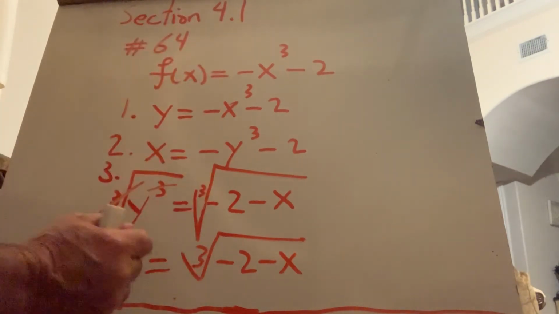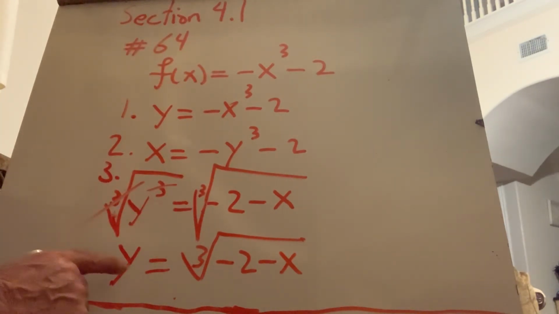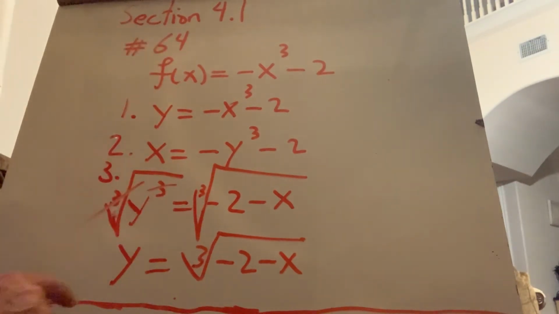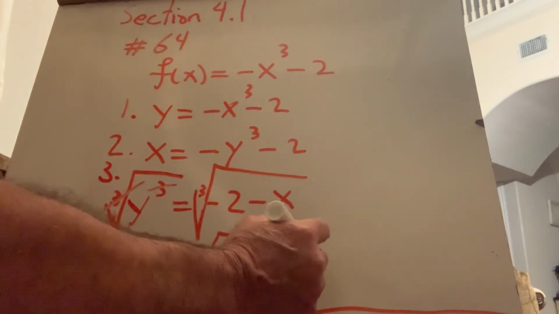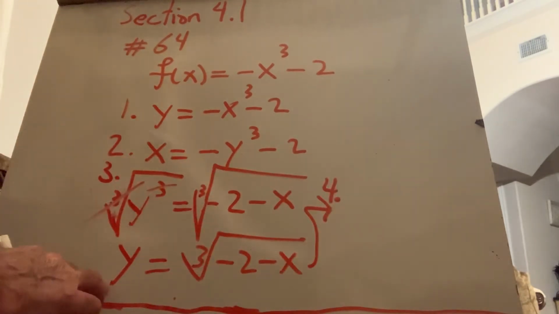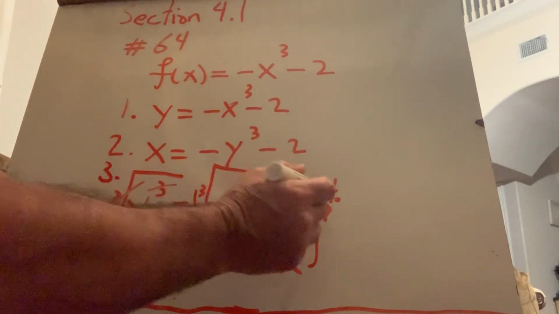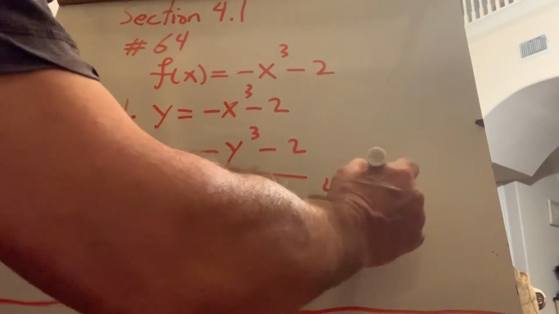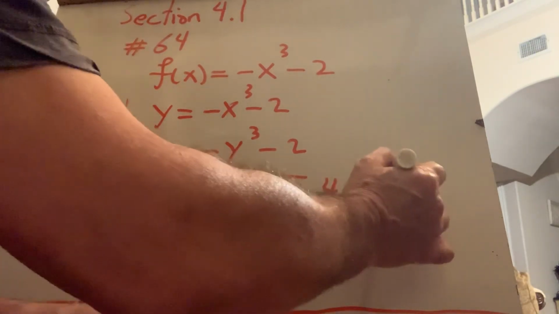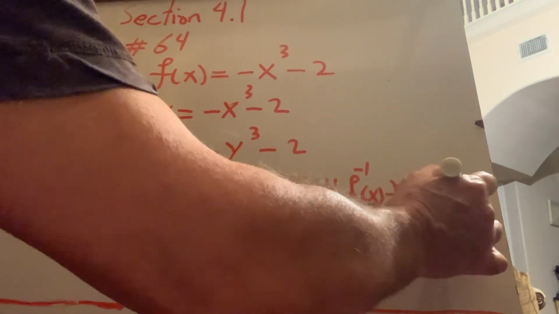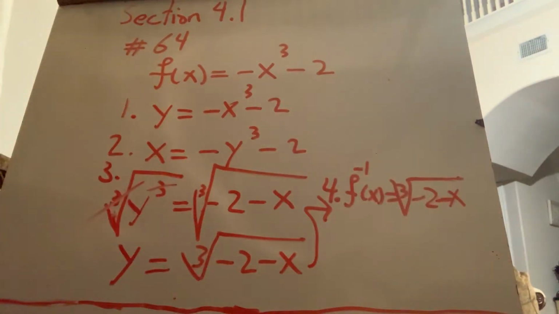Don't forget there was a 4th step. The 4th step basically says to rename y, or change y to f inverse of x. I'm going to put the 4th step right here. So step number 4 was to change y to f inverse of x. Okay, so I'm going to put f inverse of x equals the same thing, because we just changed y to f inverse, which is the cube root of negative 2 minus x. Okay, so there it is.